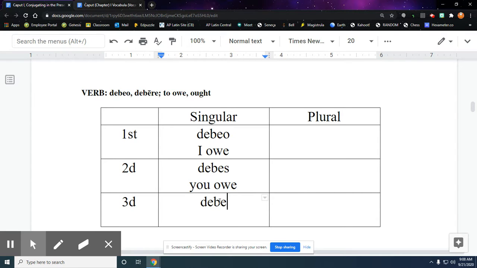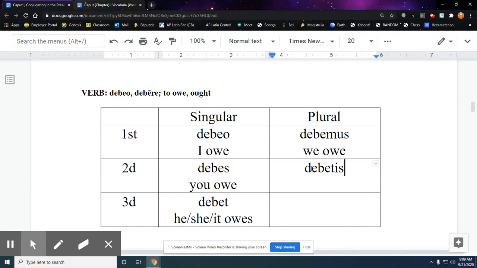Stem, vowel, ending. Okay, once again, don't need to put the long mark when you're in the conjugated verb form. He, she, it. We. You plural. And they. All right, this is what you're going to do.